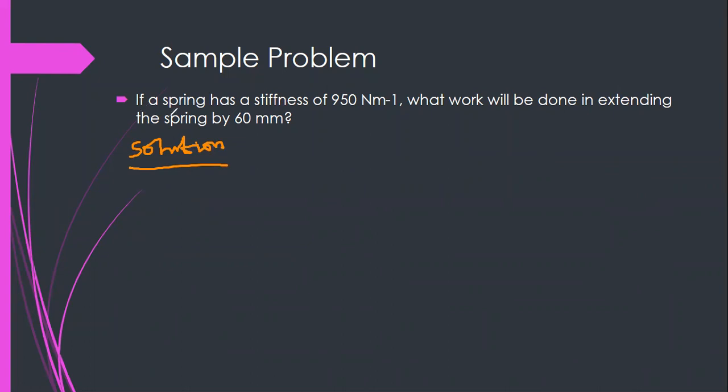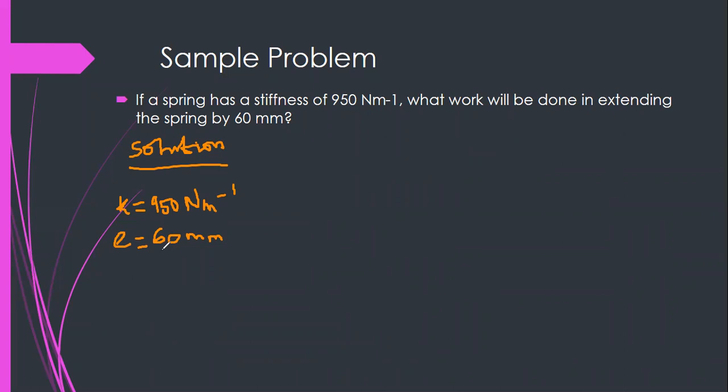Okay. If a spring has a stiffness of 950 Newton per meter, so this stiffness is the spring constant. So we write K equal to 950 Newton per meter. What work will be done in extending the spring by 60 millimeter? So extension here is 60 millimeter, but we need to convert this unit into meters.